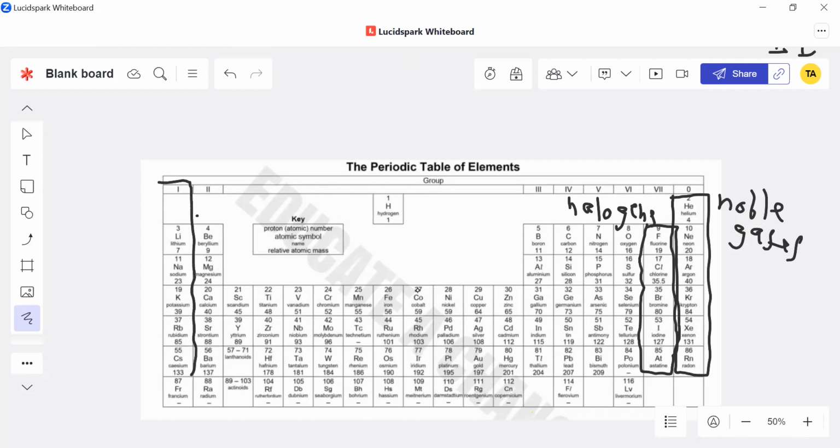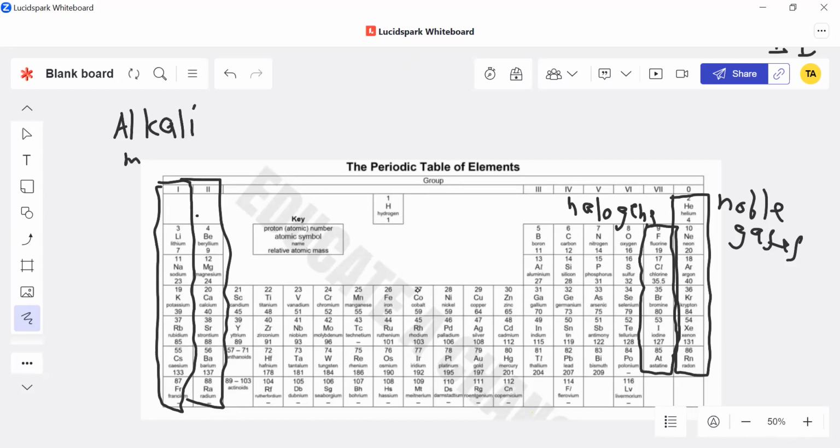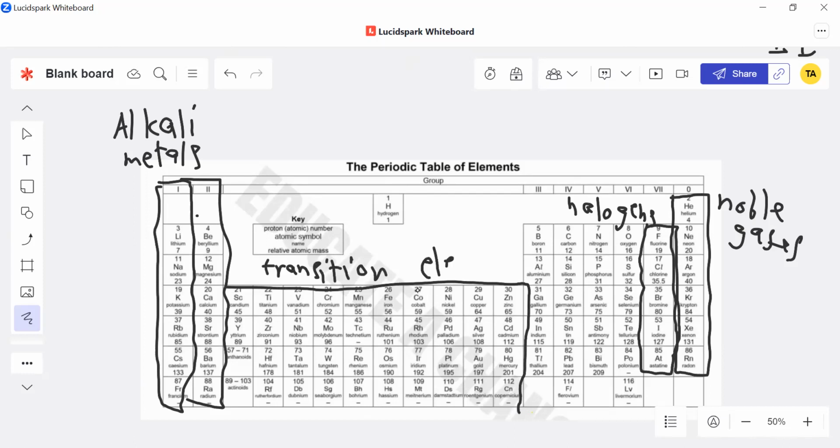This group is group 1, and similarly, this is group 2, right? And both of these groups are called the alkali metals. Again, I'll explain this. For now, just know group 1 and group 2 are called the alkali metals. And this group right here are called the transition elements, right? Yes, group 1 is alkali metals, second one also are alkali metals.